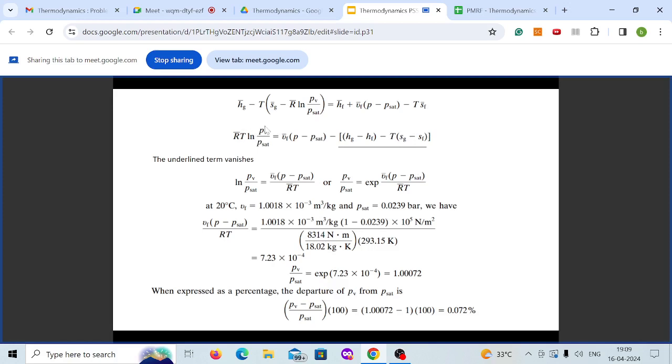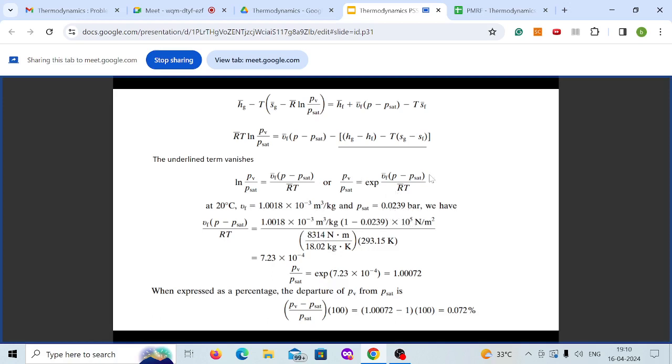So your RT ln PV by Psat is equal to Vf into P minus Psat. So we know Psat, we know P. So the final expression is PV by Psat equals exponential of Vf into P minus Psat by RT. So at 20 degrees Celsius, from the steam table we can find Vf as 1.0018 into 10 power minus 3 and Psat as 0.0239 bar.